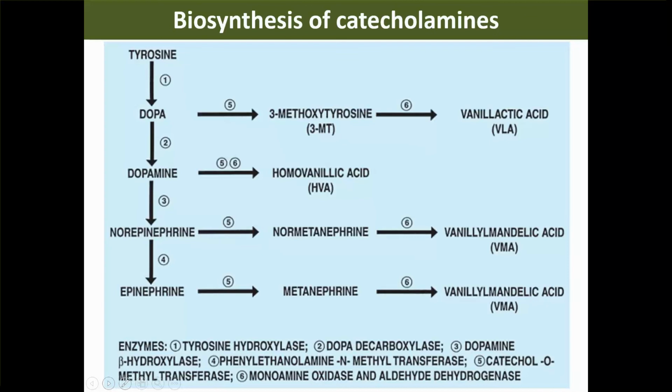Now, biosynthesis of catecholamines. This is from the adrenal medulla. They take tyrosine and change it, and then they form dopamine as an intermediate product, and in the end they form epinephrine and norepinephrine. Once the epinephrine and norepinephrine finish their function, they cannot be excreted out in the kidney.